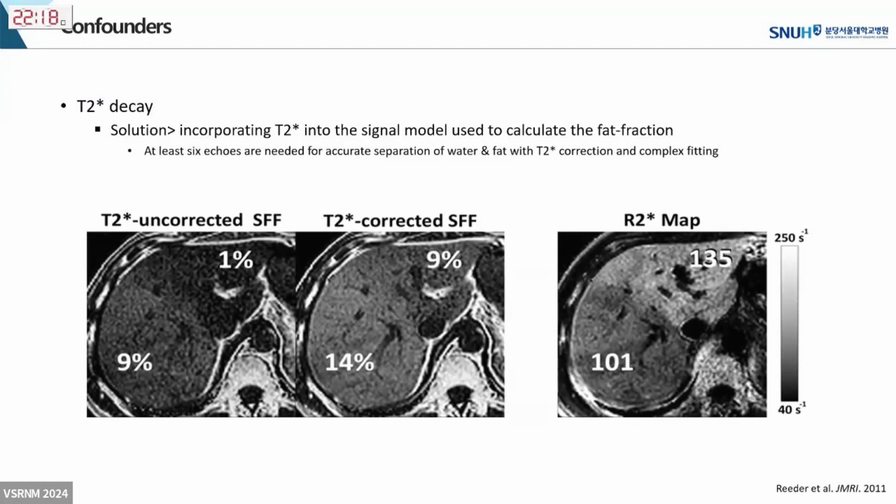This is an example of a patient with concomitant iron overload and hepatic steatosis, showing fat fraction maps generated without and with T2 star correction. The T2 star uncorrected fat fraction values are underestimated.